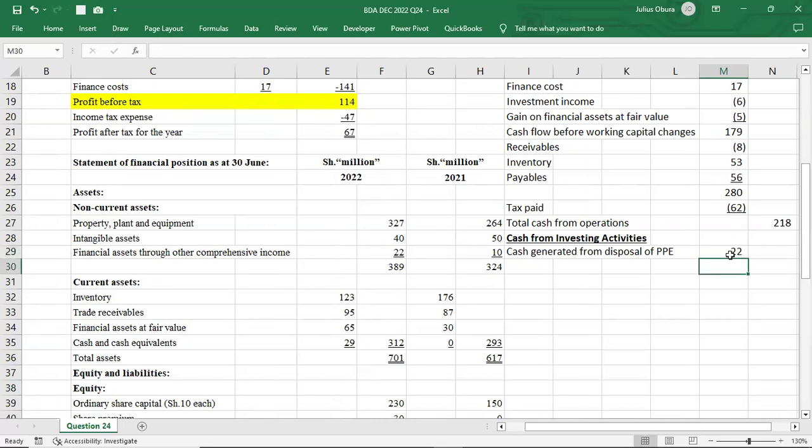And of course, we disposed, and therefore what did we do? We received cash. So we put it as a positive.